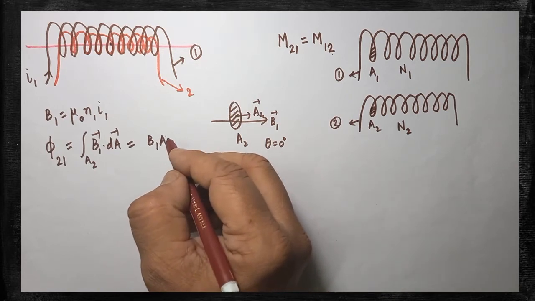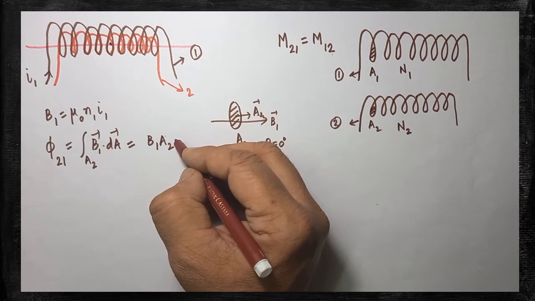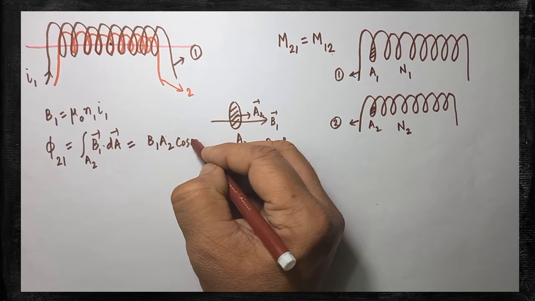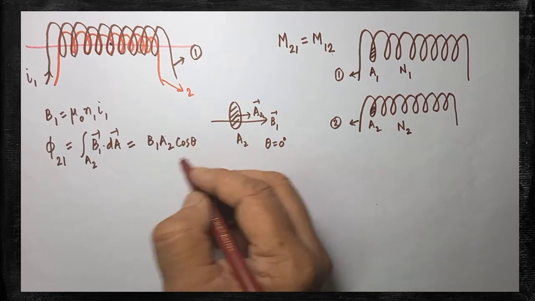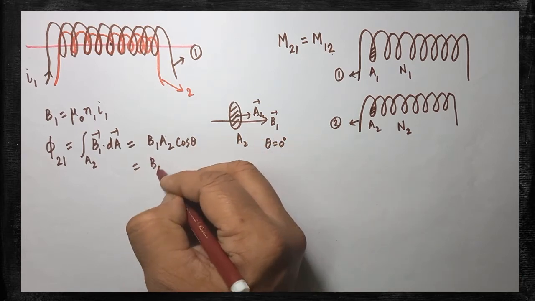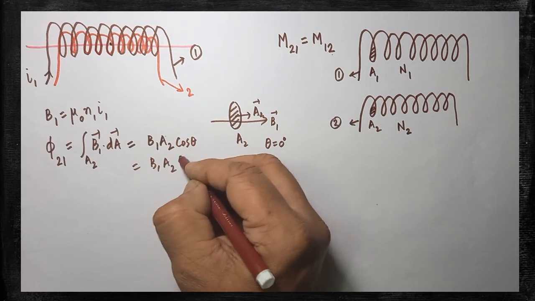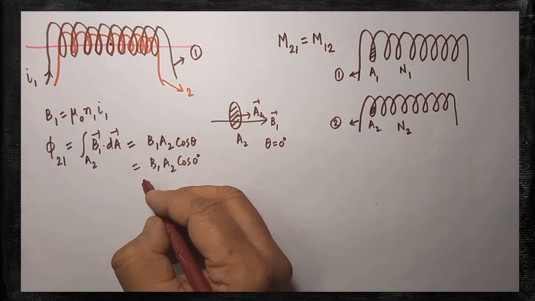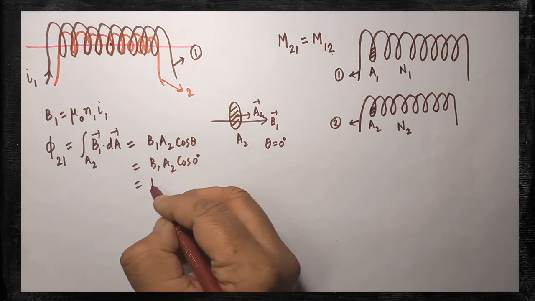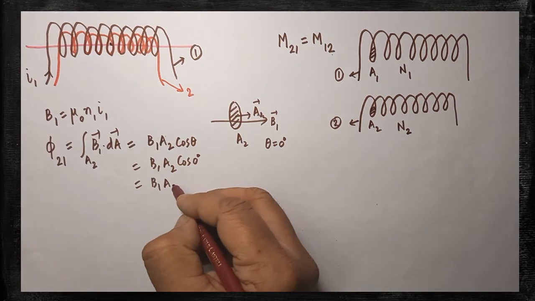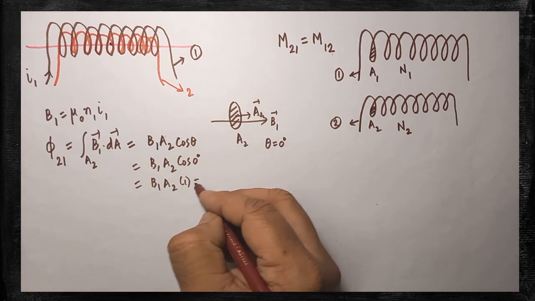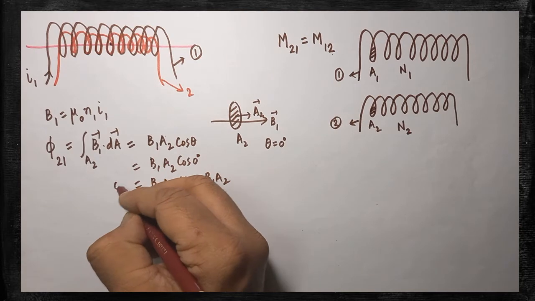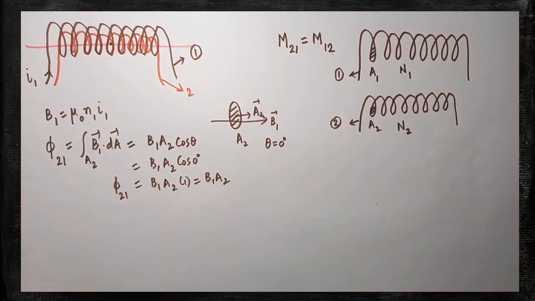So, if it is expanded, what will happen? Here you will get cos theta. Instead of theta, substitute 0. B1 A2 cos 0 is to be substituted. Understood? Cos 0 value is how much? 1. So finally you will get B1 A2 as the formula for flux linked with the second coil with respect to the first coil.